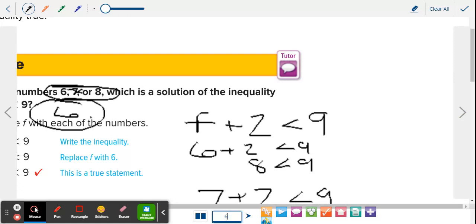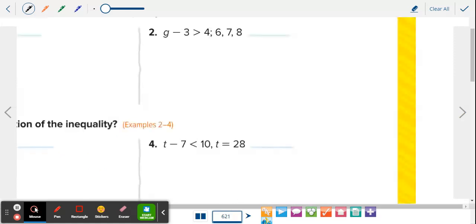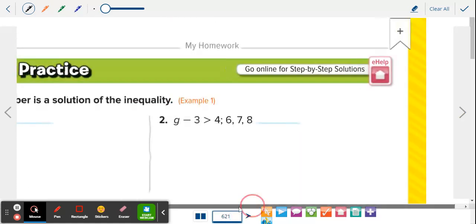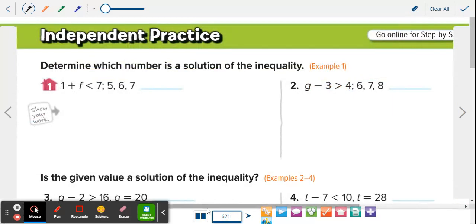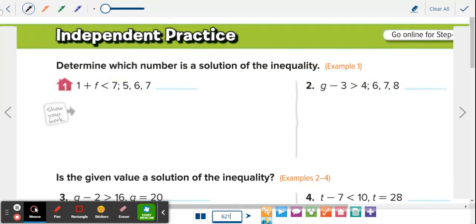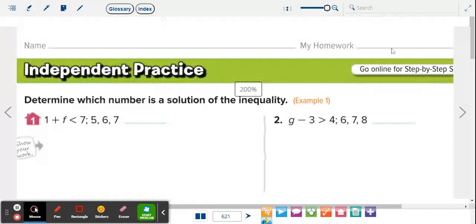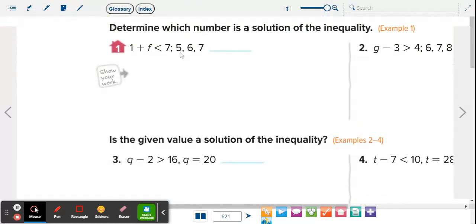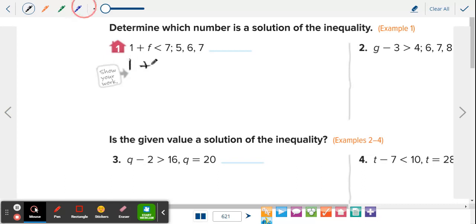So let's jump over to page 621. We're going to do a couple of those on here. Each one, all you're doing is replacing the variable with the number they want you to find. So we have 1 plus f is less than 7. Our numbers are 5, 6, and 7. We have to prove which one is going to be true. So 1 plus 5 less than 7. What's 1 plus 5? 6. Is 6 less than 7? Yeah. So 5 is an answer.